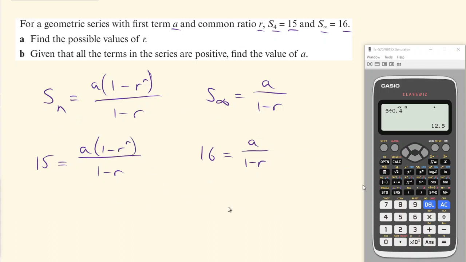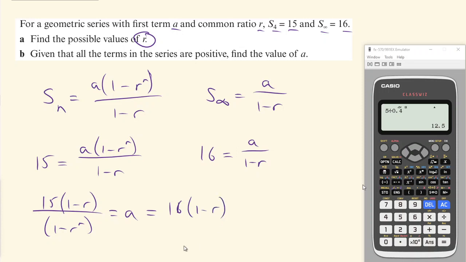And from here, I want to find some way of finding values of r, which means I probably want to eliminate a from these two equations. So if I write these two in terms of a, that'll be a fairly straightforward thing to do. So 15 multiplied by 1 minus r divided by 1 minus r to the n is going to be equal to a. And for this one, a is equal to 16 multiplied by 1 minus r.